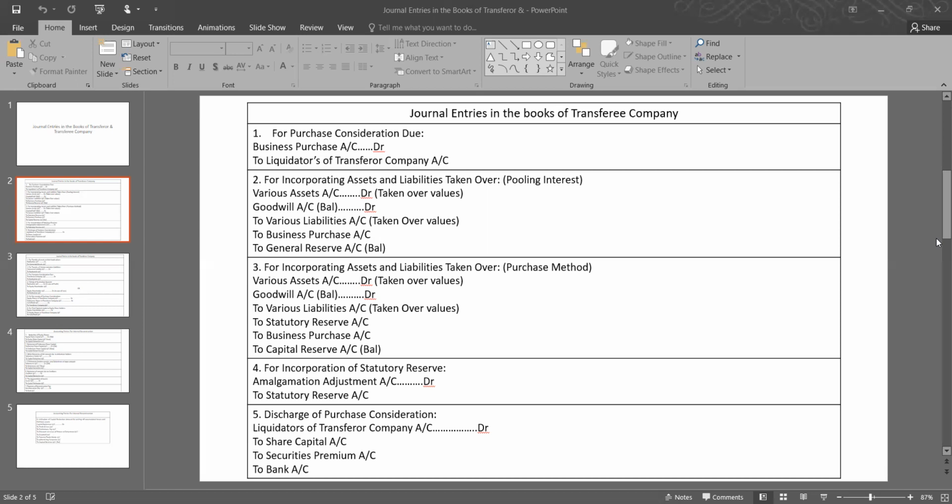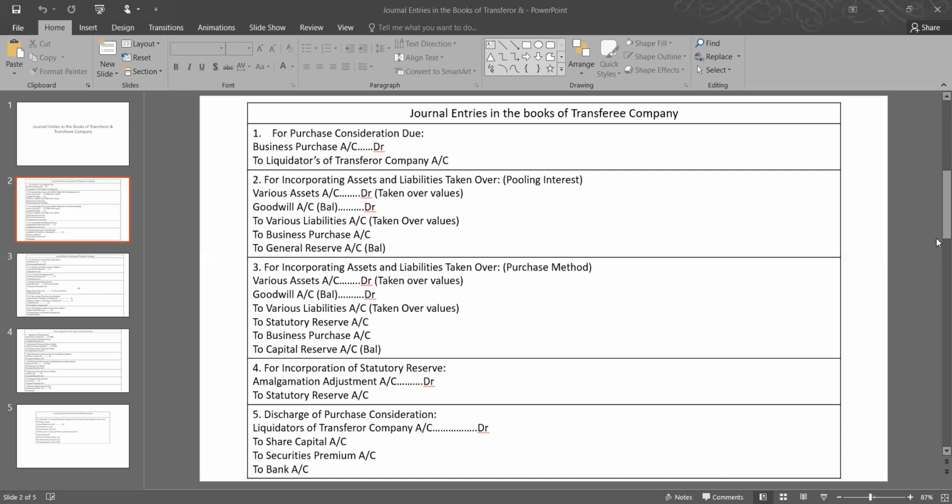Next, the same assets and liabilities taken over in case of purchase method. The journal entry will be Various Assets Account debit, again Goodwill, if a debit balance comes, it will be transferred to the Goodwill Account, to Various Liabilities Account, taken over values, to Statutory Reserve Account, to Business Purchase Account, and if a credit balance comes, it will be transferred to the Capital Reserve Account.